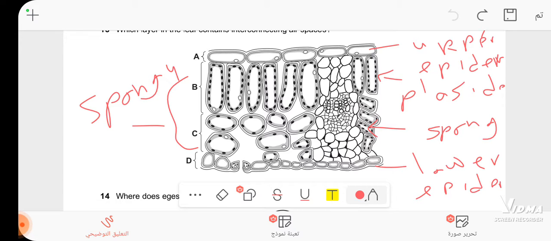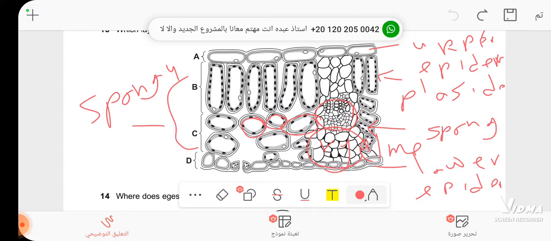No spaces here. This is called phloem, and this is called xylem. Xylem is the tubes or vessels through which water moves from the roots. So the water will arrive here, and the water will move to the spongy mesophyll, as water will diffuse in it or move in it by osmosis.